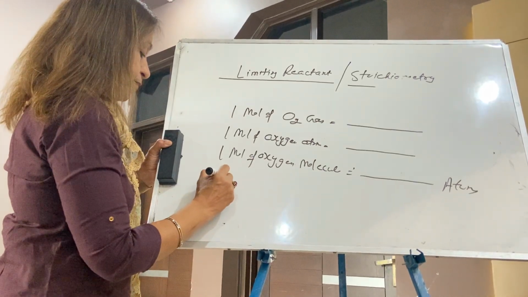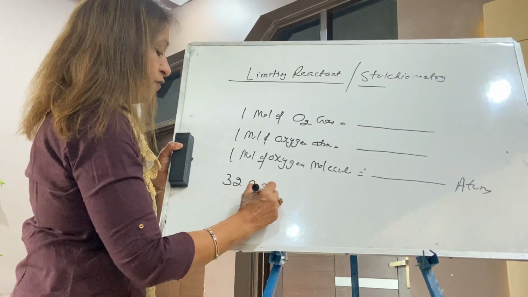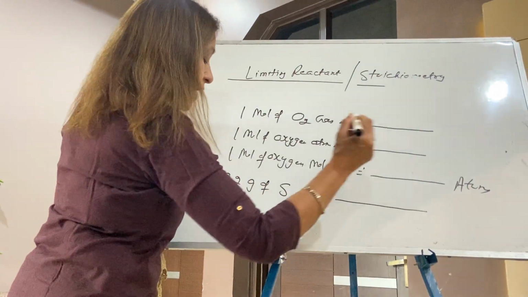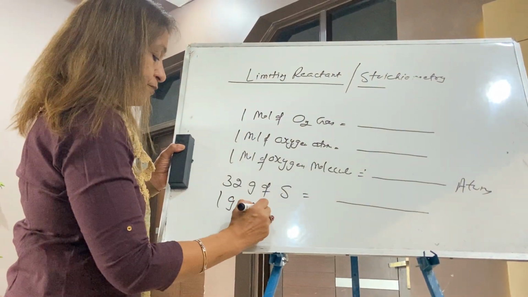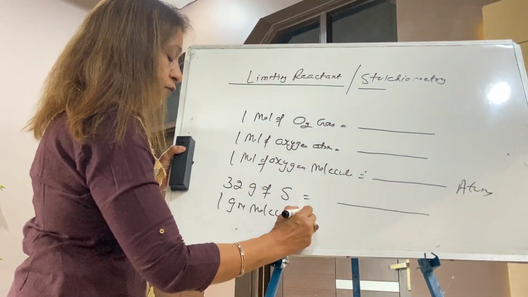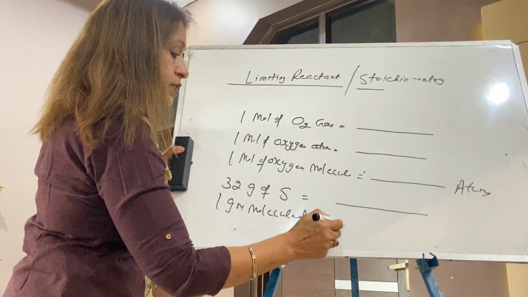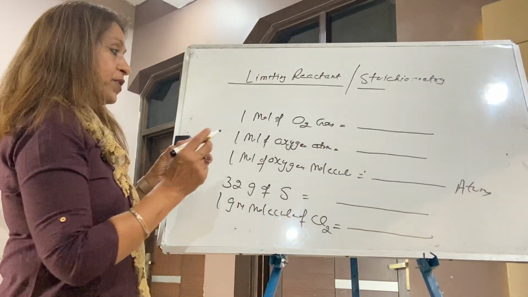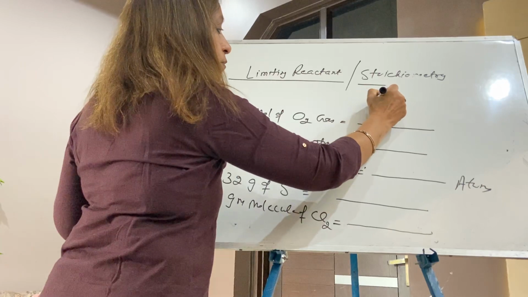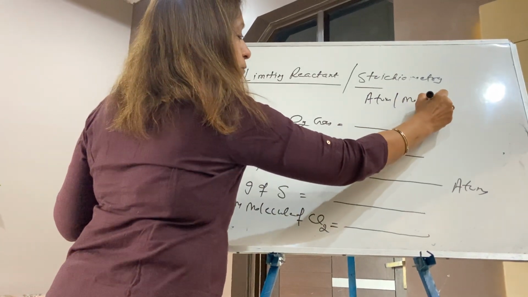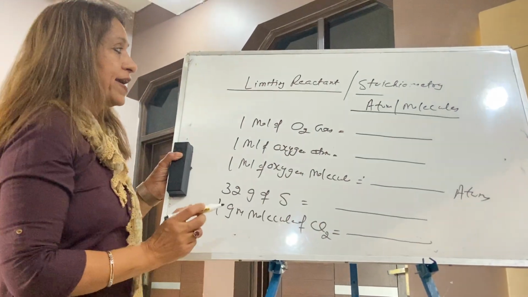Next, I am writing 32 gram of sulfur is equal to how many atoms? Next is 1 gram molecule of chlorine is equal to how many molecules? Here I am writing atoms and molecules. So we will discuss the same questions in the next lecture. You fill all the blanks.